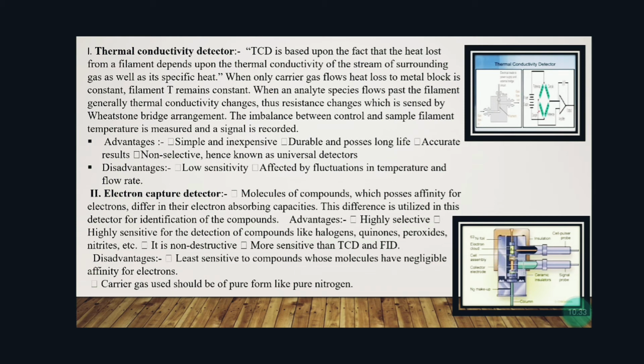The second one is electron capture detector. Molecules of compounds which possess affinity for electrons differ in their electron absorbing capacities. This difference is utilized in this detector for identification of the compounds. Its advantages are highly selective, highly sensitive for the detection of compounds like halogens, quinones, peroxides, nitrides, etc. It is non-destructive, more sensitive than TCD and FID. Its disadvantages are least sensitive to compounds whose molecules have negligible affinity for electrons, and the carrier gas used should be of pure form like pure nitrogen.